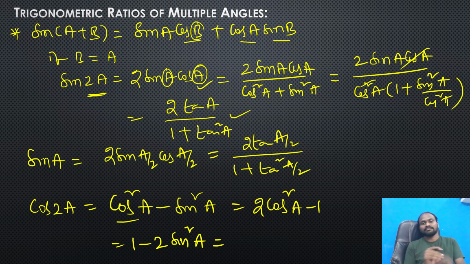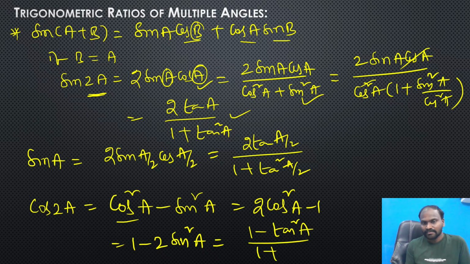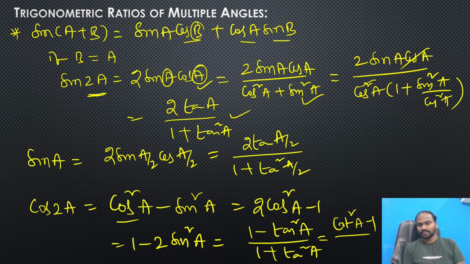Same as the previous one, I will divide by cos square A plus sin square A, which is 1. Take cos square common. Then in the numerator it becomes 1 minus sine square by cos square, which is tan square. The denominator will be the same, so 1 plus tan square. Like this we can write. Or, sir, I will write in terms of cot. Replace tan with 1 by cot, so it becomes cot square A minus 1 by cot square A plus 1. Like this we can write the formulas.